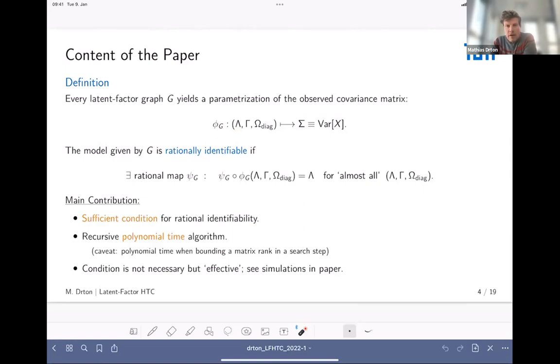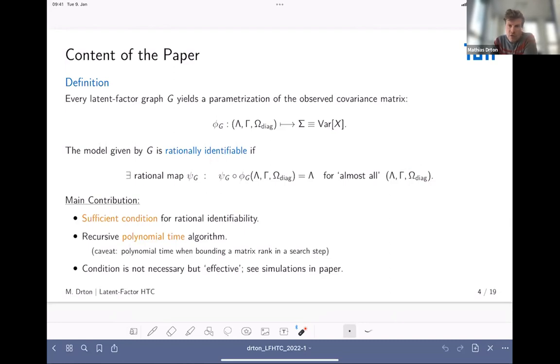And I want to do this via a rational map. So I want to decide whether the model given by this graph G is rationally identifiable. That is the case if there is a rational map that recomputes from the output of the parameterization, from the observed covariance, the coordinate lambda, so the collection of these direct effects among observables. And for a rational map, the denominator doesn't have to be always non-zero, but it has to be non-zero for almost all choices of the parameters in my model. Okay, so this is the problem that we want to study: deciding rational identifiability.